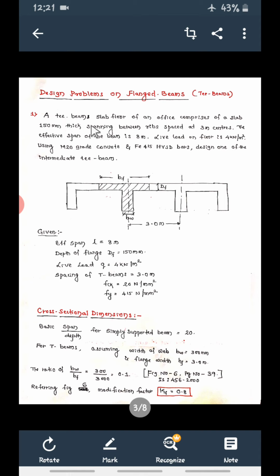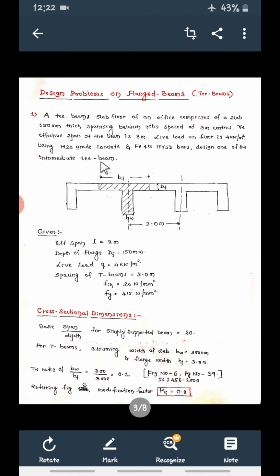A T-beam slab floor of an office consisting of slab 150 mm thick, spanning between ribs or webs spaced at 3 meter centers. The effective span of the beam is 8 meter. Live load on the floor is 4 kilonewton per meter square. Using M20 grade concrete and Fe415 HYSD bars, design one of the intermediate T-beams. So only one beam you have to design.